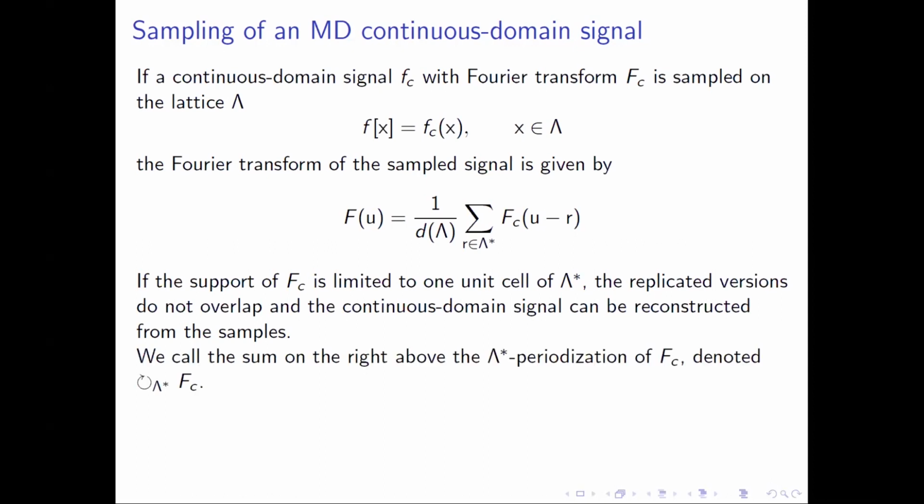The sum on the right in the equation above is called the lambda star periodization of Fc, and we introduce a convenient notation for this with the circular arrow. The result can then be written compactly in the formula shown here. If the continuous domain Fourier transform of little fc of x is big Fc of u, then the discrete domain Fourier transform of little fc sampled on lambda is equal to the lambda star periodization of big Fc of u divided by the determinant of lambda. This expression is sometimes referred to as the Poisson summation formula.